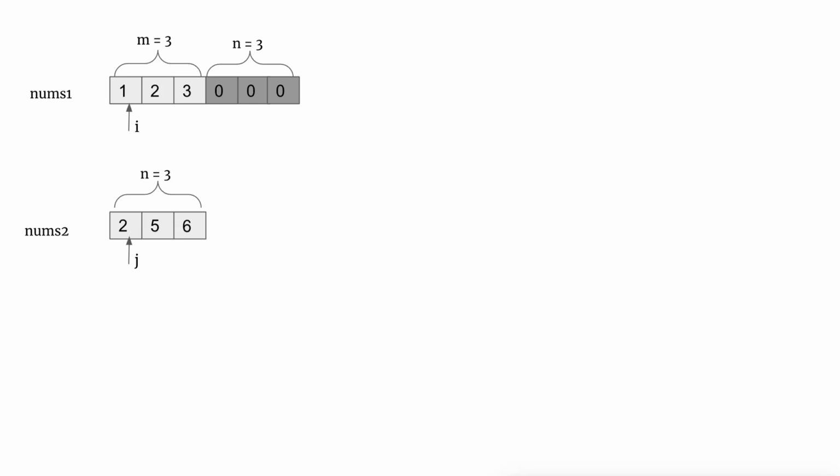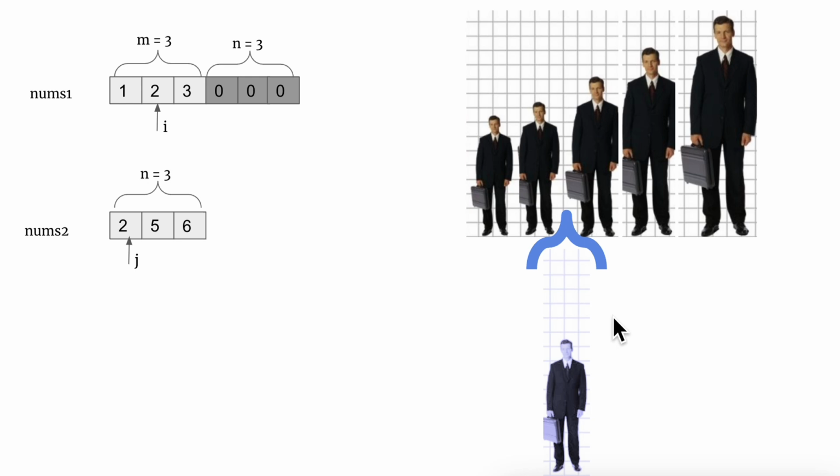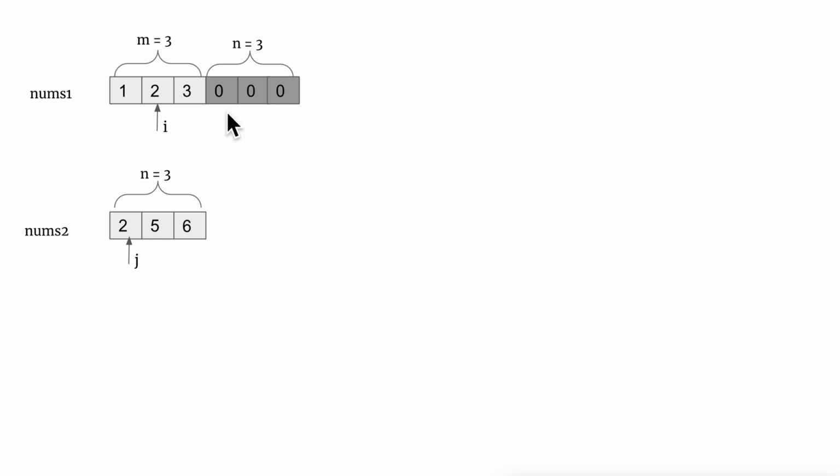Next question, do we still compare which value is smaller between pointer i and pointer j? For example, if I want to merge this number 2 into nums1, it is obvious it will affect a bunch of elements behind in nums1. It's kind of like when this person wants to merge into this position, it will affect a bunch of people behind. Is there a better way?